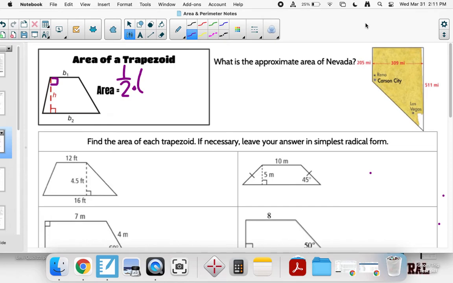Okay, the area of a trapezoid is 1/2 times our bases added together, base 1 plus base 2, times our height.